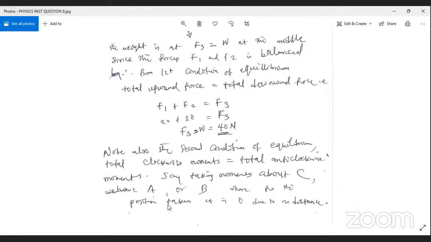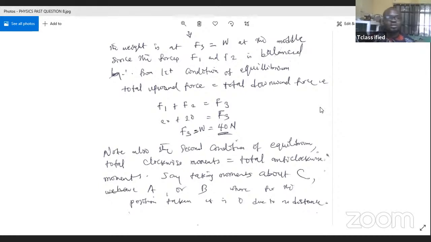I said anytime they say we should find weight, it is not always in the middle. This one is only in the middle because the two forces are already balancing. Is that clear? In other cases, they will give you the distances. So you have to use this second condition of equilibrium to calculate the position where the weight will be.